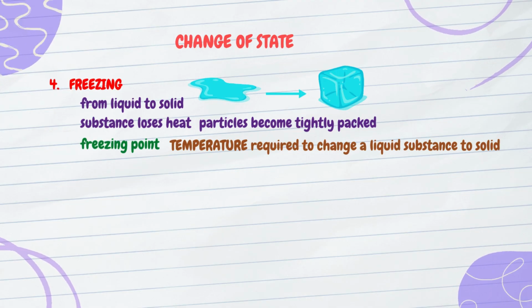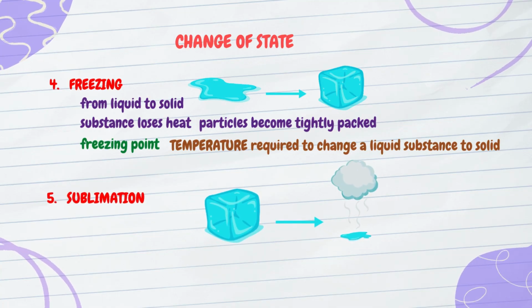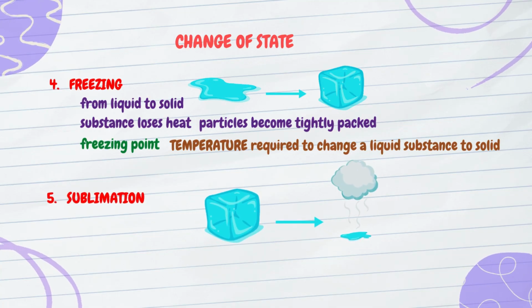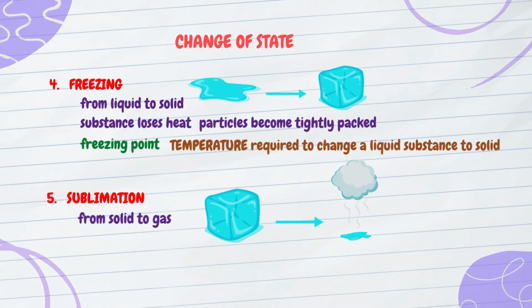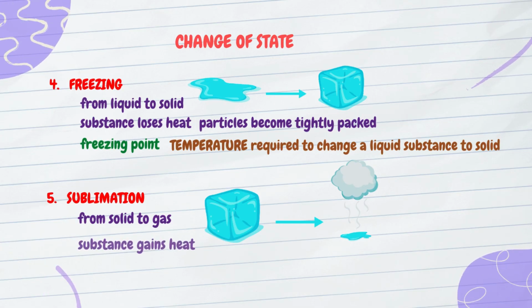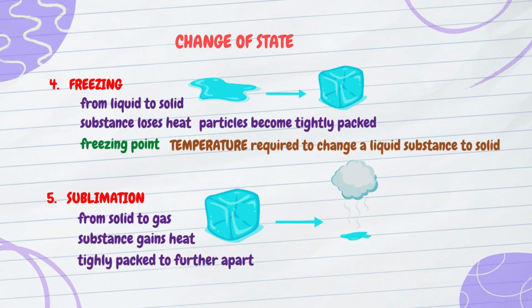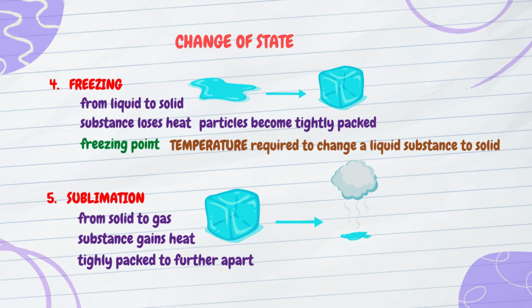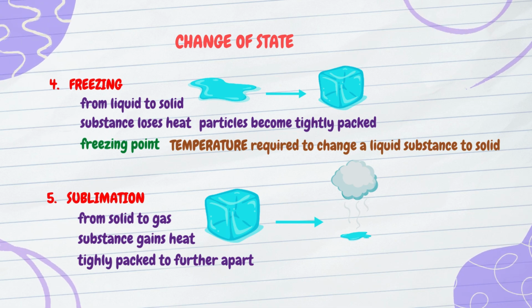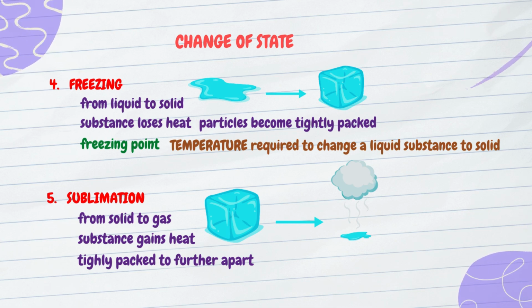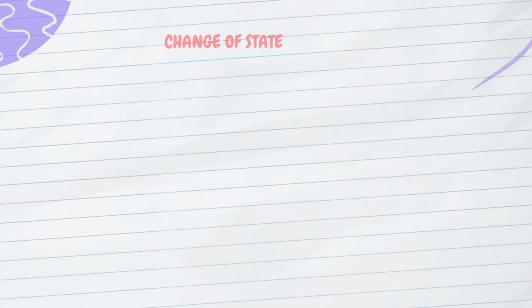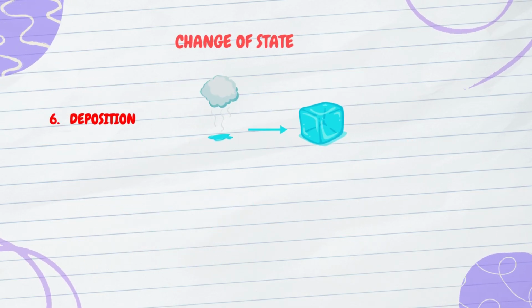The fifth change of state is sublimation. Sublimation is the change of state directly from solid to gas. During sublimation, the substance gains heat, changing the arrangement of particles from tightly packed to far apart. The common example of sublimation is the change of state of dry ice from solid to gas when exposed to air.